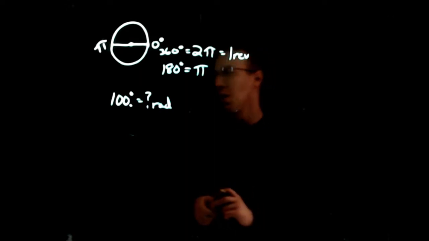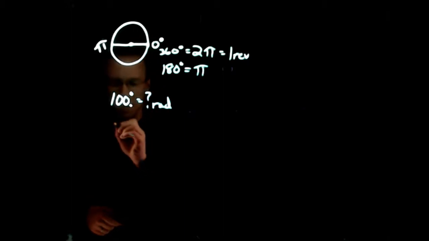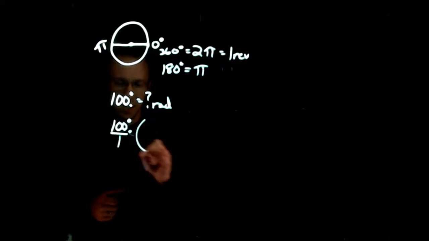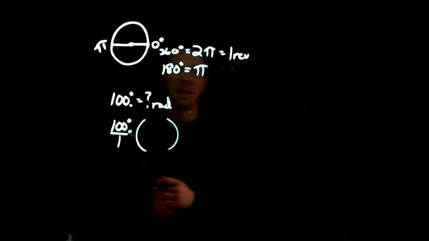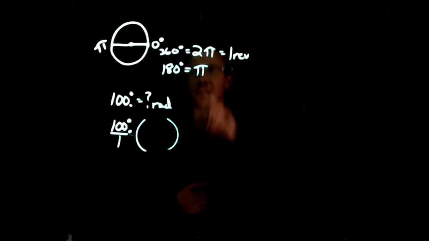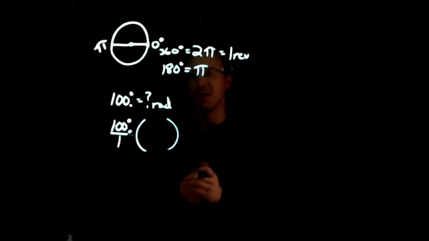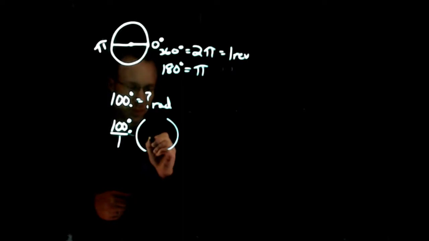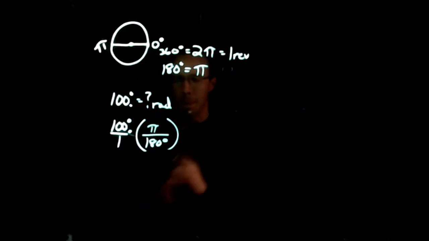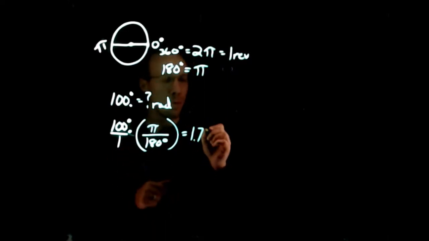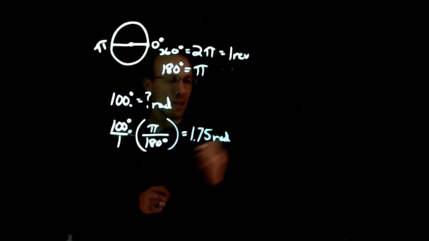Right? So if I need to go from degrees to radians, we're going to do a typical conversion. So 100 degrees over 1. And now we need some kind of conversion factor. Okay, you could use 2 pi is equal to 360, but let's just use pi equals 180. All right, you get the same answer, obviously. So we have 180 degrees is pi. And when we solve that, you'll find that we get 1.75 radians.